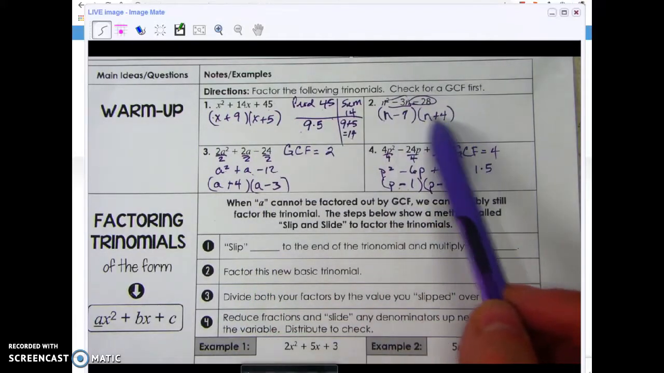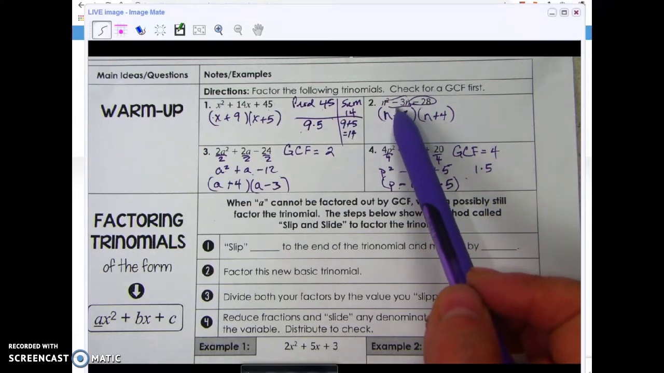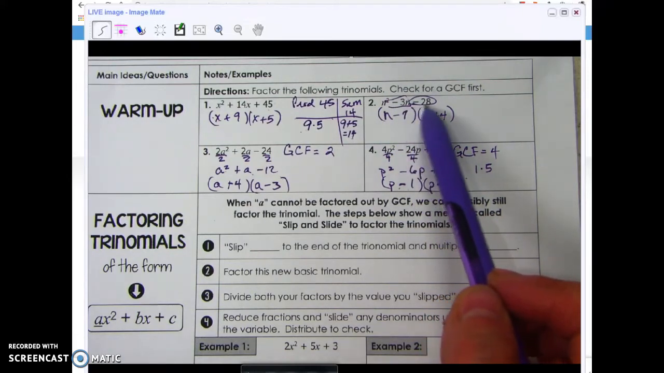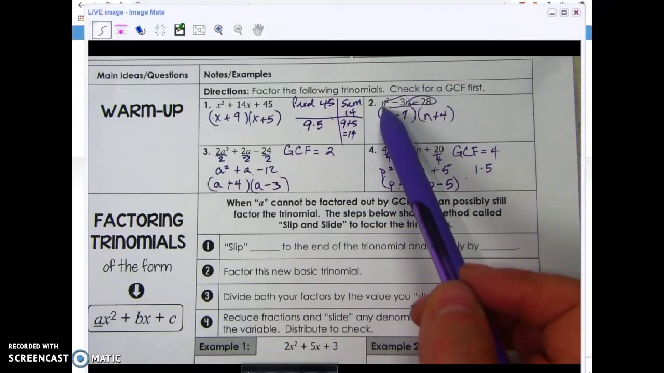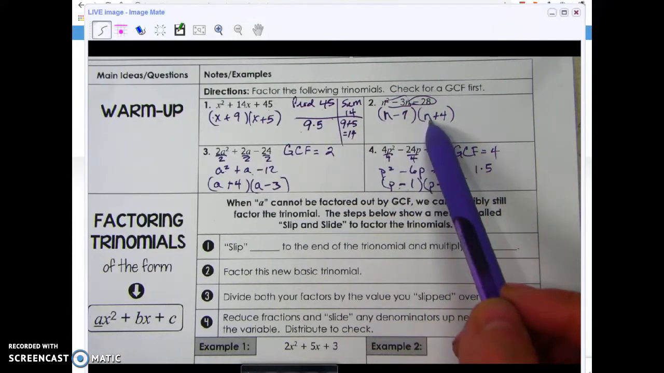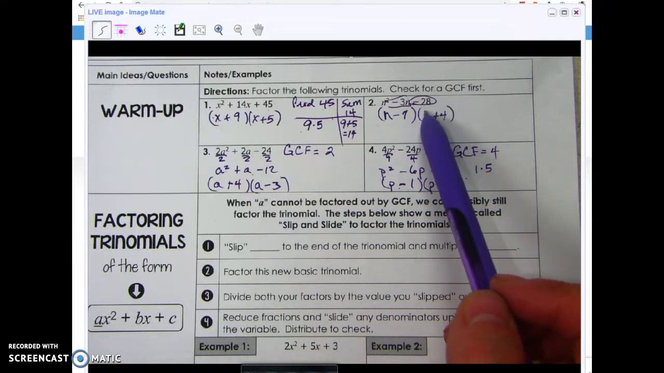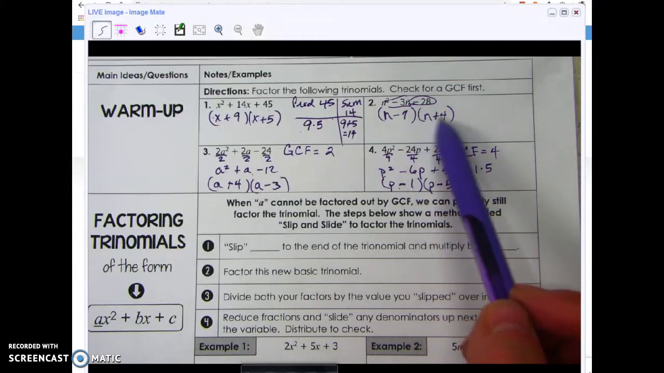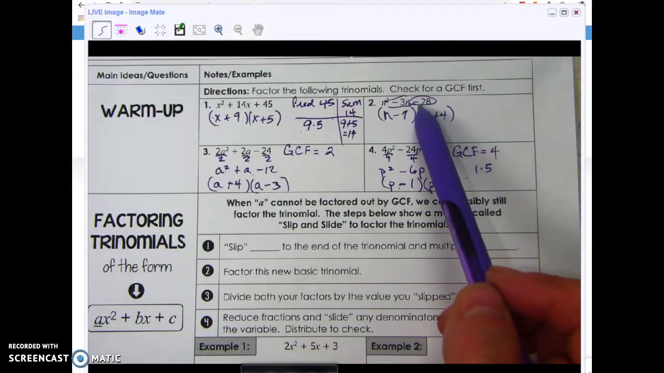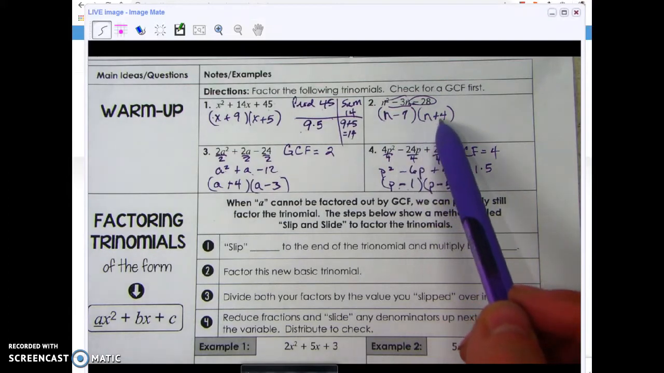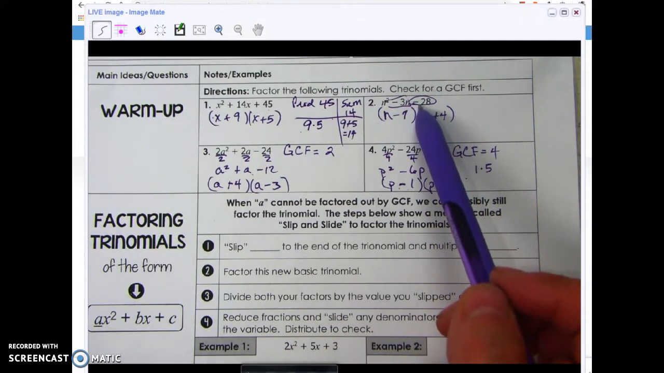And same thing over here. It was n squared minus 3n minus 28. So n squared, no choice. An n and an n is going to go there. And then the negative 28, product of negative 28, negative 7 times positive 4. If I've got a negative number here, I have to have a positive and a negative. That's how I'm going to get a negative.